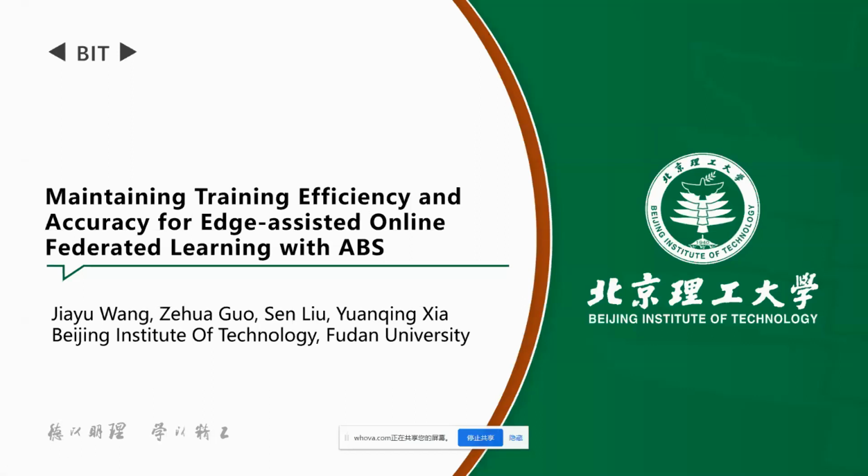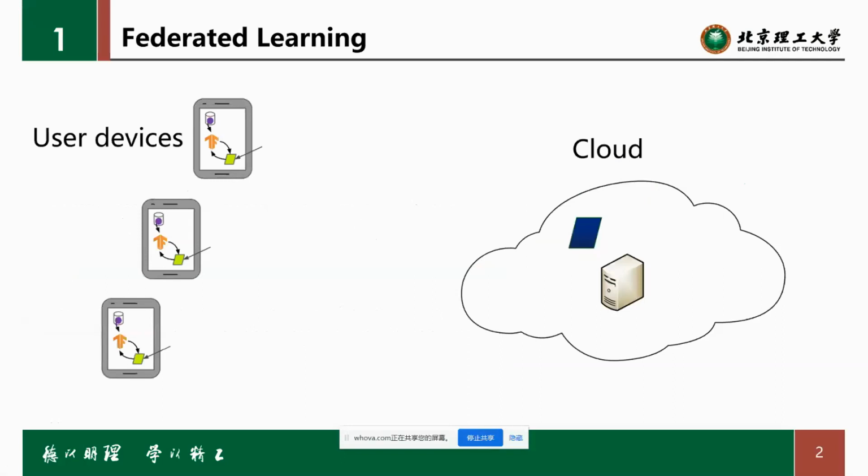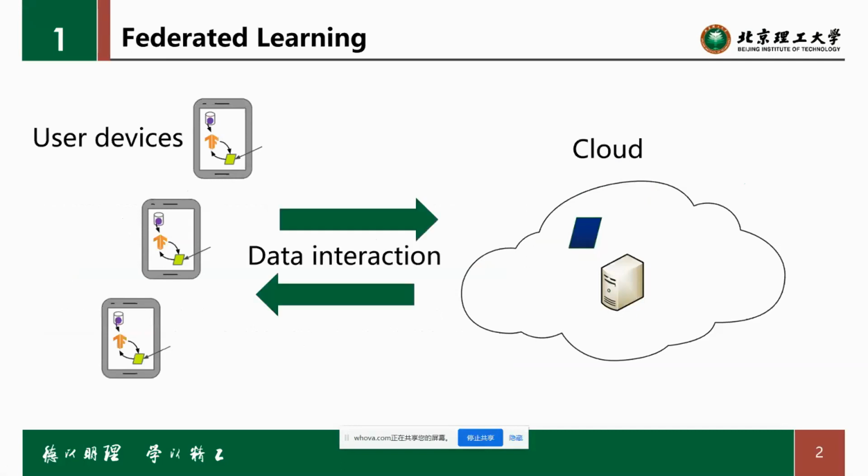Here is my presentation of our recent work, maintaining training efficiency and accuracy for edge-assisted online federated learning with ABS. Federated learning is a machine learning setting where many clients collaboratively train a model under the orchestration of a central server, while keeping the training data decentralized. The clients may be user devices or even whole organizations. The server can be the service provider in the cloud. During the training, there may be data interaction between the user devices and the cloud. In this way, a machine learning model can be collaboratively trained.